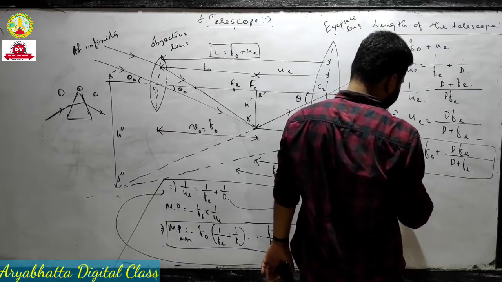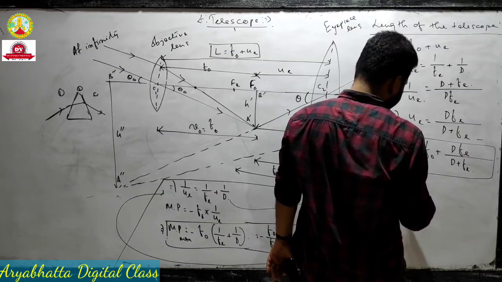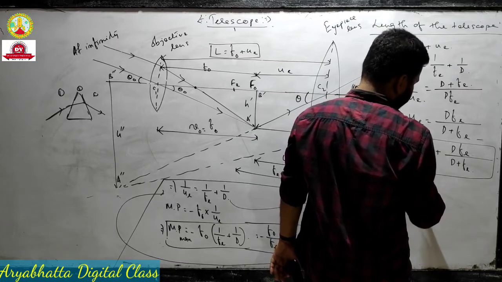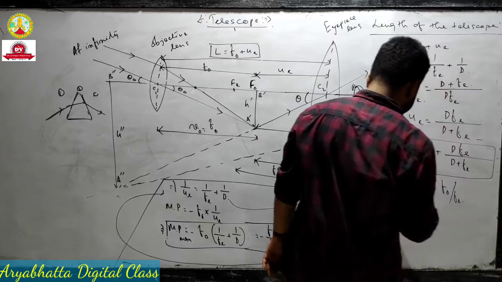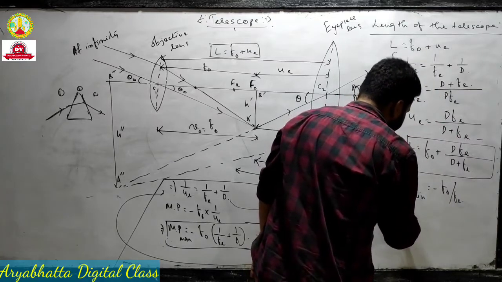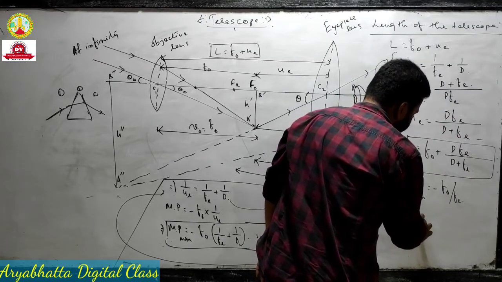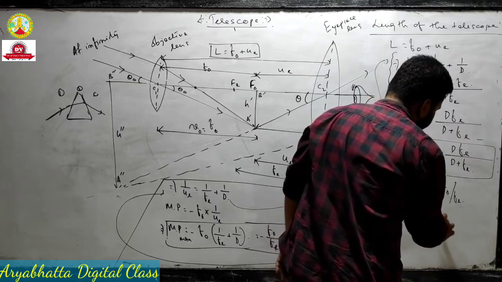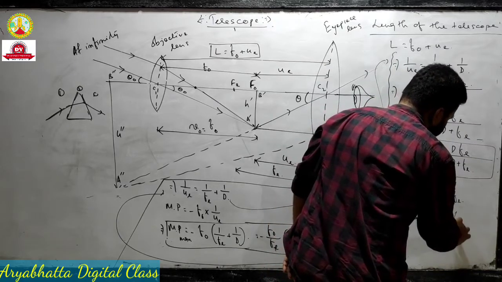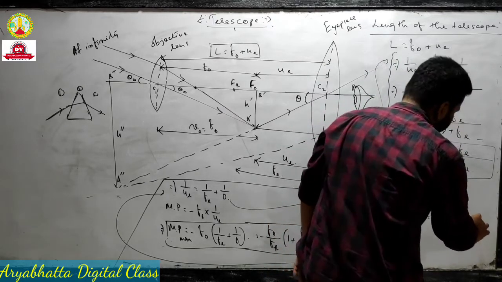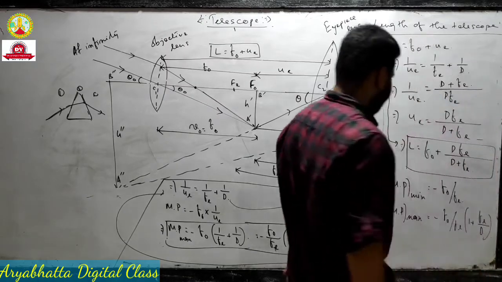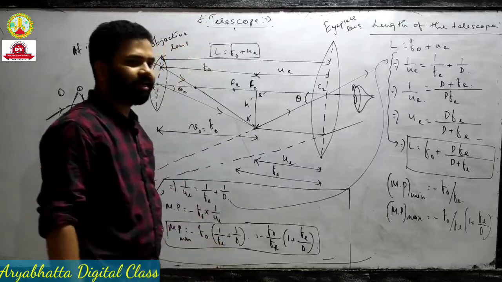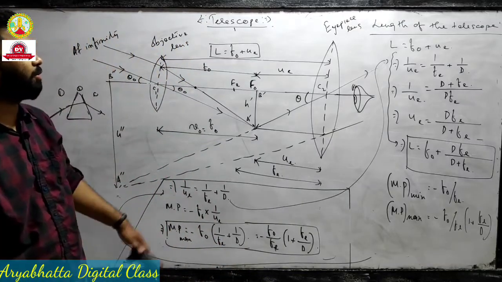One is when magnifying power is minimum, the formula is F naught by Fe. Another one is magnifying power maximum, when the formula is F naught by Fe into 1 plus Fe by D. So these are the formulas that you got from telescope.